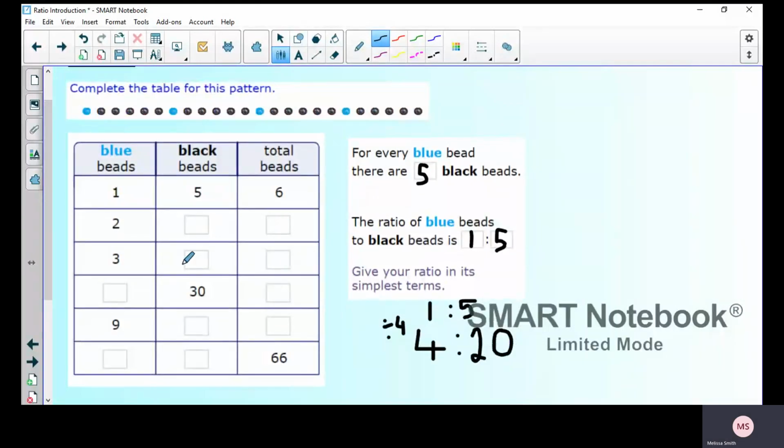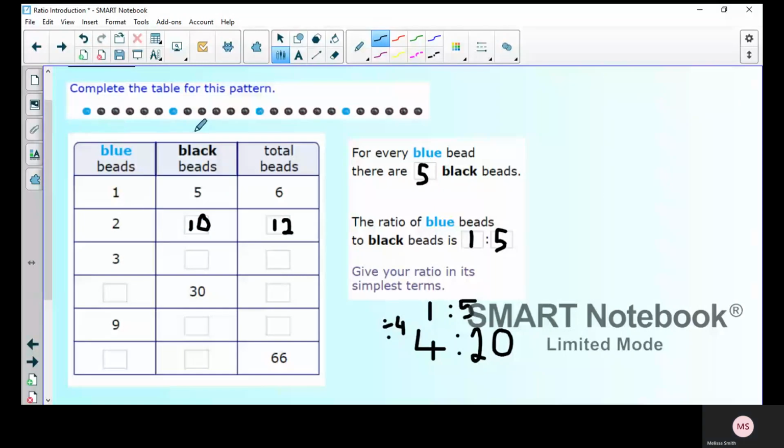Now let's have a look at this here. So we have to complete the blanks in this table. So the first one's been done for us. This one here, if we have a look, we've got 2 blue beads. Well, we very helpfully got the pattern here, so we could count. If I have 2 blue beads, how many black beads do I have? Well, let's have a look. 1, 2, 3, 4, 5, 6, 7, 8, 9, 10. Easy. Then you add them together, well, that's 12 beads in total. And you do it like that using this pattern that we've got here.